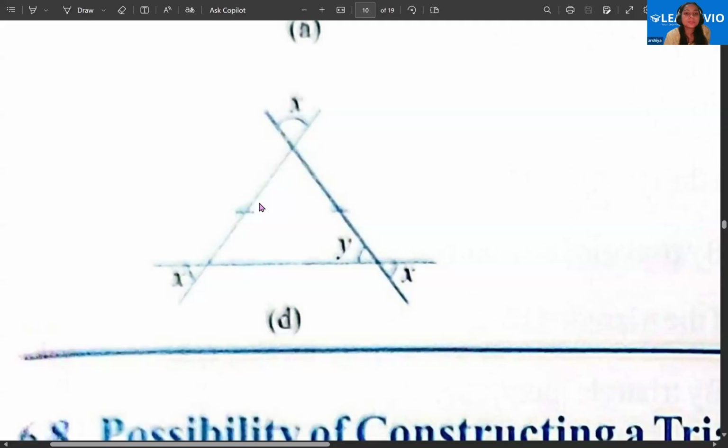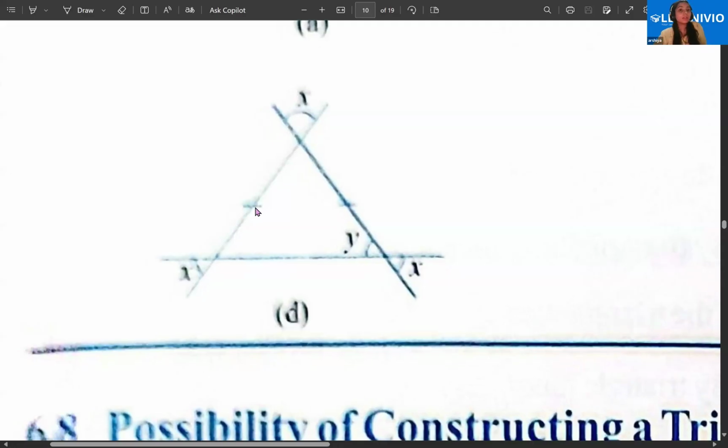Any idea? It's very simple. Look, it's right in front of you. Ma'am, there are three x's. So angle 1, angle 2, and angle 3 equals 180. So all the x are 60 degrees. But these angles are outside the triangle, right?